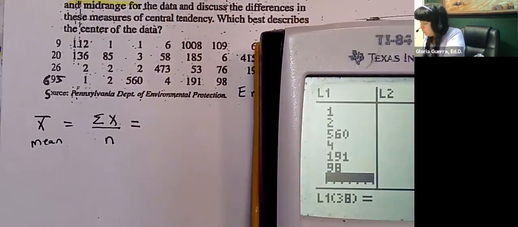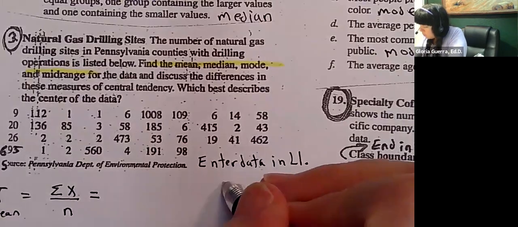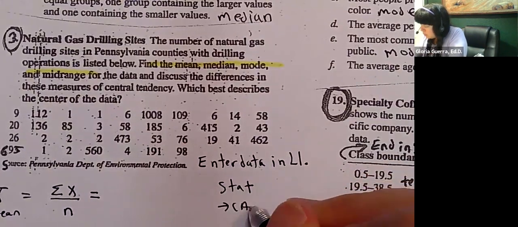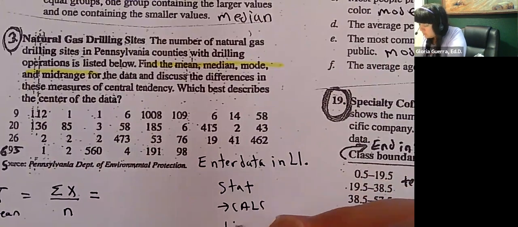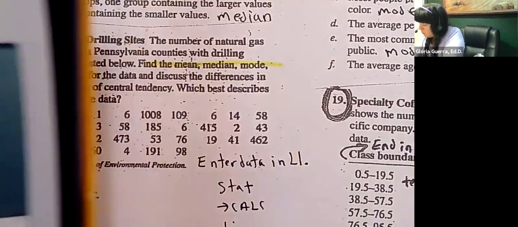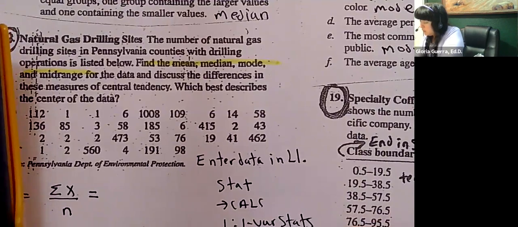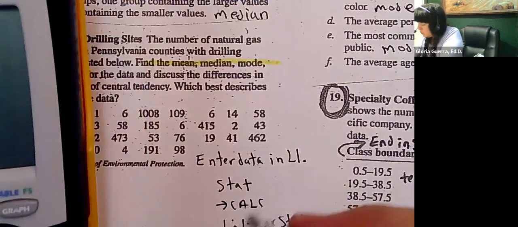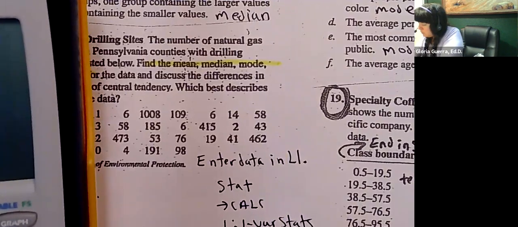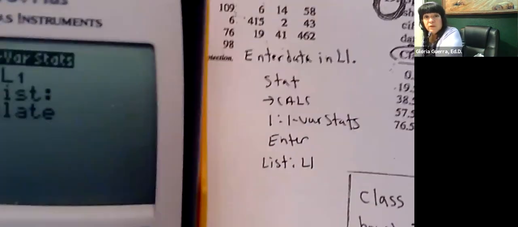So then we would do stat edit, right? So stat calculate one. So stat calculate one variable stats, enter, and you leave your list as L1 and leave this vacant.